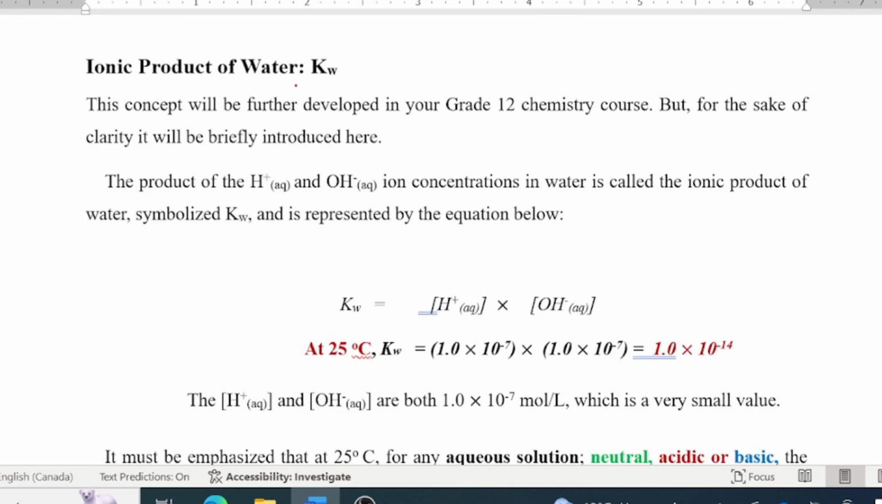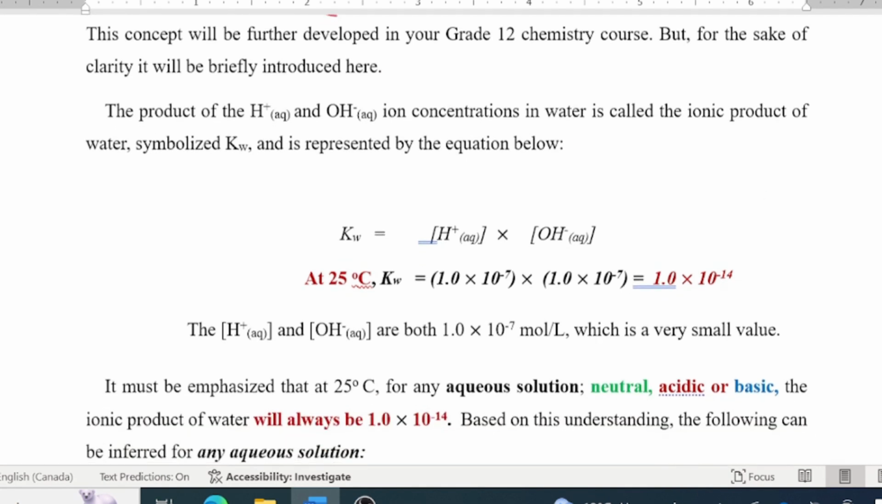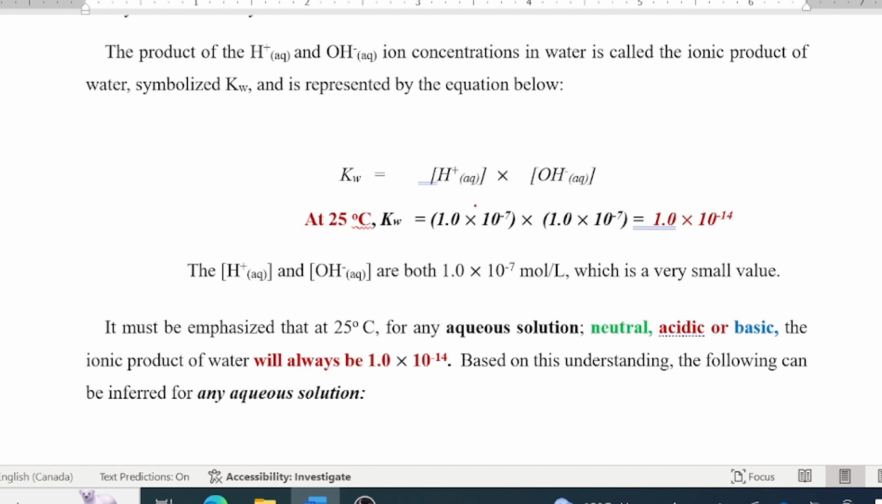Ionic product of water, Kw. Because this is a constant at 25 degrees Celsius, these values remain constant. So what you try to do is to have what is called an ionic product for these ions here. It's called Kw, the ionic product of water, which is formed by multiplying the concentration of hydrogen and OH ions at 25 degrees Celsius. So it becomes 1 times 10 to the negative 14.